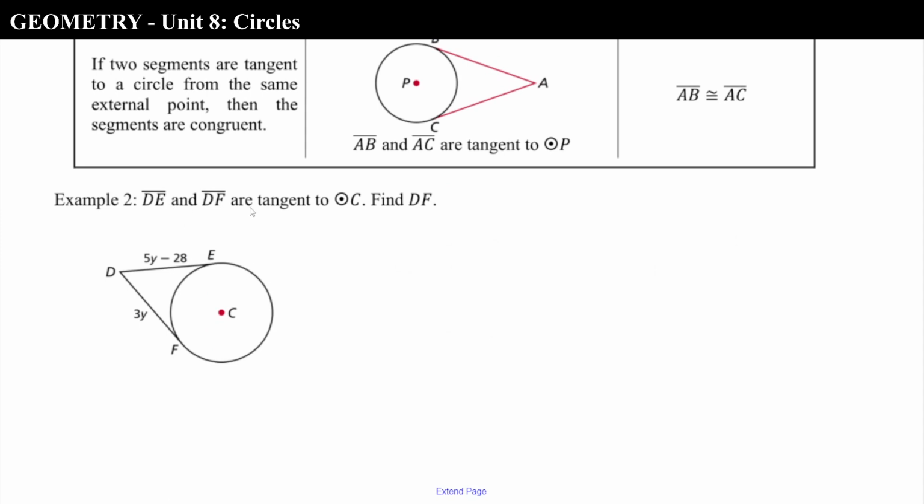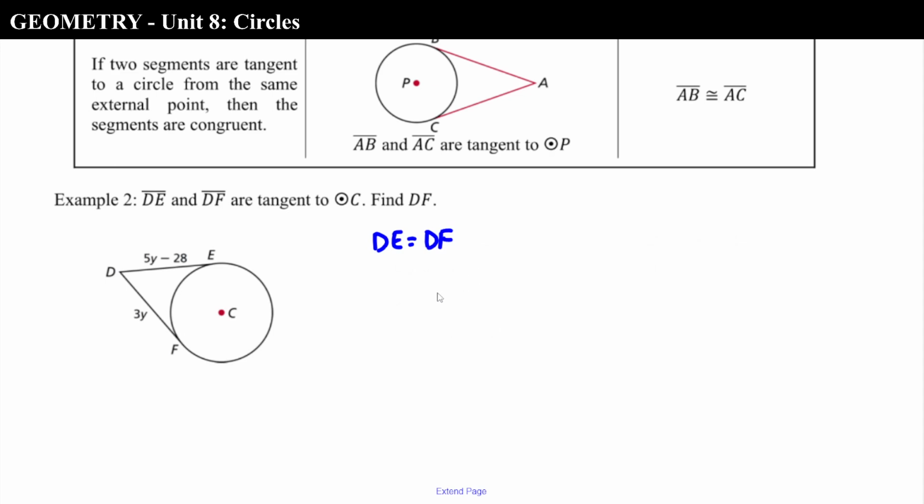So DE and DF are tangent to circle C, and we want to find what DF is. Well, if we know that these two are both tangent to the circle from the same point, we know that they are congruent to one another. So the length of DE is the same as the length of DF.